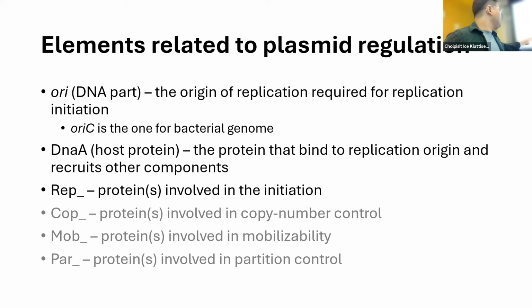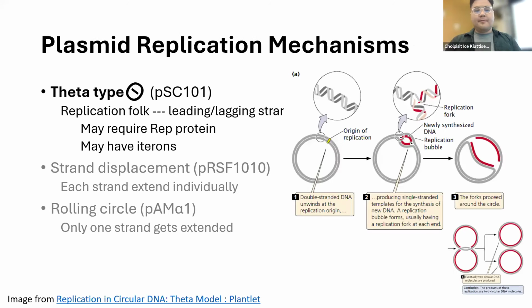But most of the time, those 3 additional things can be found in the plasmid, but in biotechnology applications, sometimes we just omit them so that we don't have to include too many DNAs into a plasmid. So let's go deeper into how the plasmid replication actually occurs.